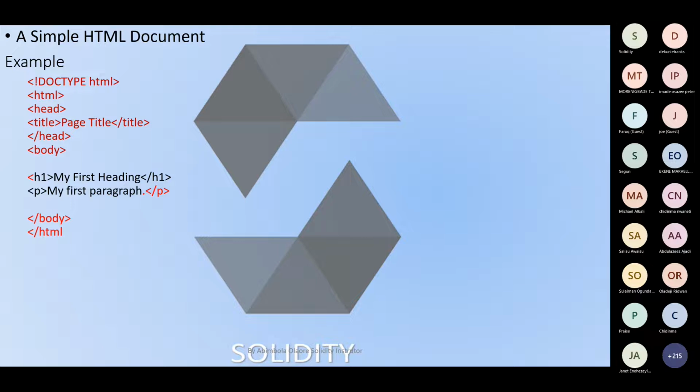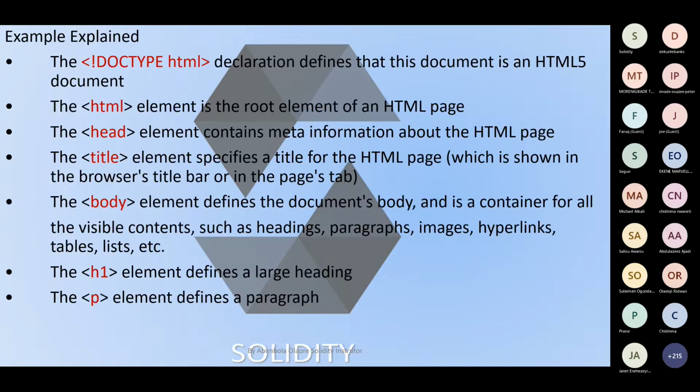You can see a simple HTML document. Doc type, HTML, head, title, page title, head, body, my first heading, my first paragraph, and body, and so on. Let's see an explanation of it.